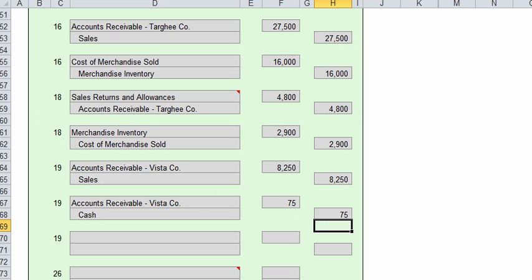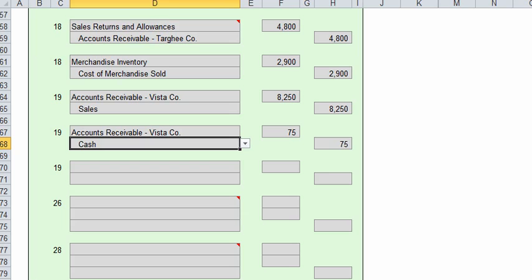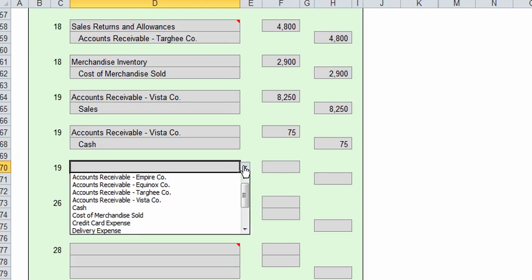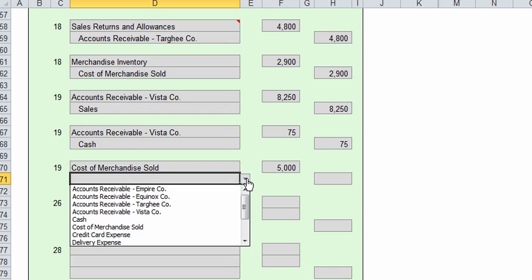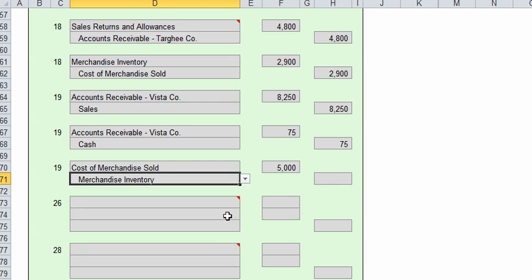They divided it into 2 entries. To me, it would have been easier to handle in 1. Again, to do it in 1, you would have debited accounts receivable Vista Company for $83.25. And then the credit to sales and the credit to cash would have remained the same amounts, all in 1 entry. Okay, also, anytime we make a sale, we have to record the increase in cost of merchandise sold, our new expense account, $5,000. And we're going to record the reduction in inventory by credit to merchandise inventory. Remember, assets decrease on the credit side.